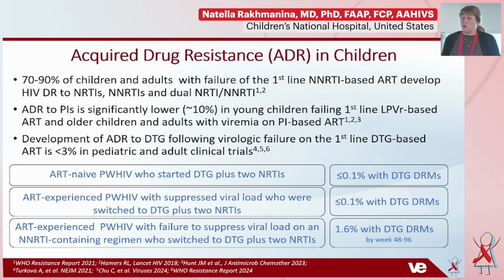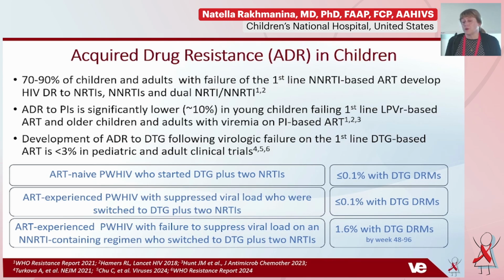Well, let's move to acquired drug resistance in children. We do know very high rates of resistance to NNRTIs and NRTIs and dual-class resistance. ADR to PIs has stayed quite low at about 10% in the failure of the first-line lopinavir-ritonavir-based regimen or second-line PI-based regimen in children. And we do know from clinical trials in adults and pediatrics that the development of drug resistance following virological failure on the first-line DTG regimens is quite low.